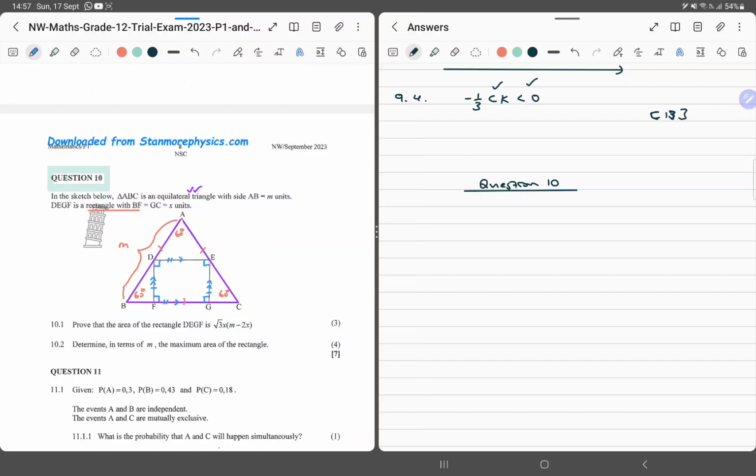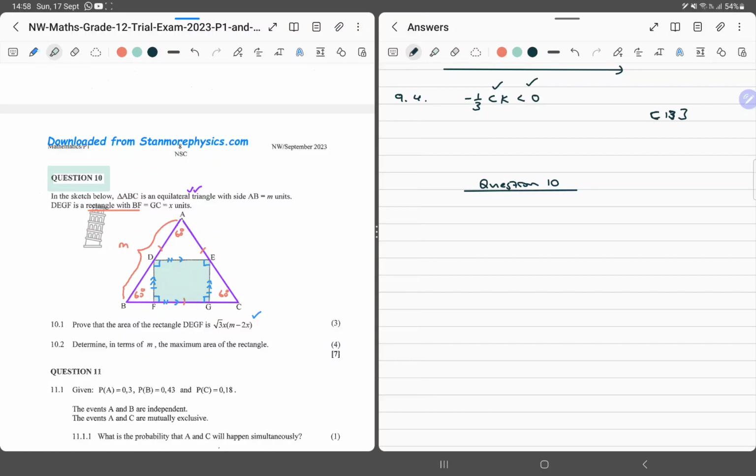Okay? Now, like I told you, the mental preparation for this type of a question is to know everything, even geometric figures. Otherwise, you're not gonna win. Now it says prove that the area of the rectangle DEGF is. Okay, so our focus is on the rectangle. So our focus is on this rectangle. Okay, now how do we deal with this one?